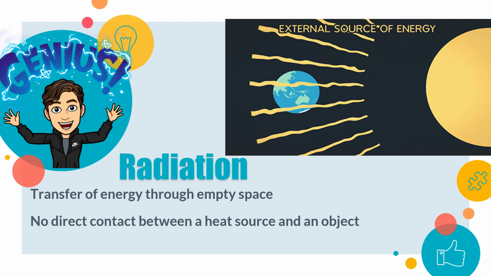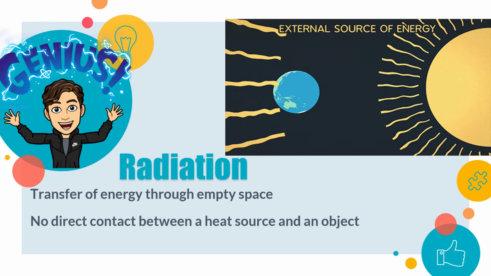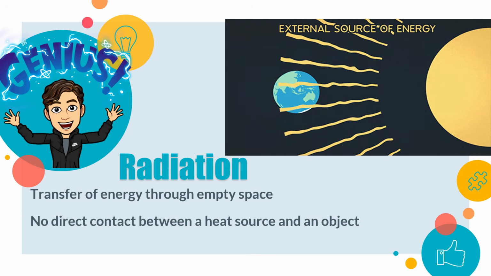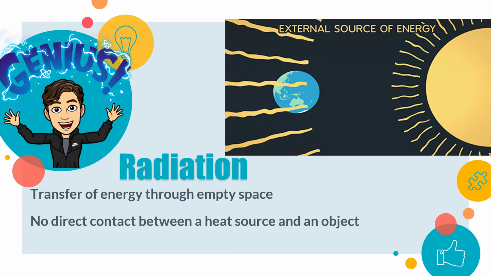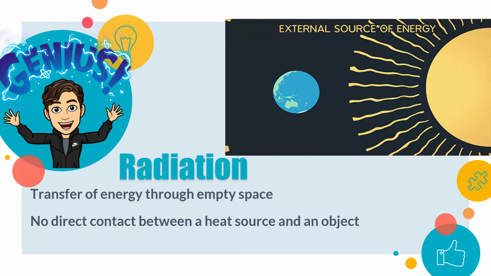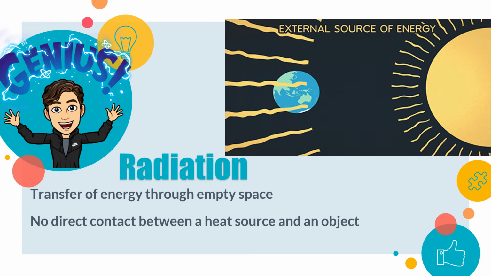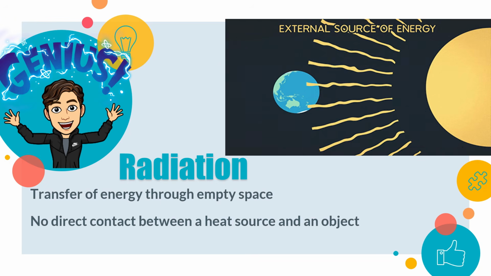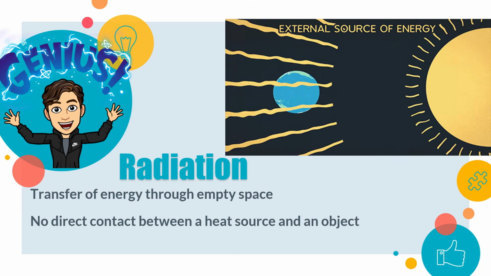Yung unang klase or unang paraan ng mag-transfer ng heat is what you call as radiation. This one doesn't need a contact between the heat source and an object. Remember na yung light at saka yung heat o yung thermal energy is a form of electromagnetic spectrum. So kaya niyang mag-transfer ng energy through empty space. So kagaya ng liwanag galing sa araw or yung init galing sa araw, kaya niyang mag-travel through space kahit wala siyang means or contact between the objects.